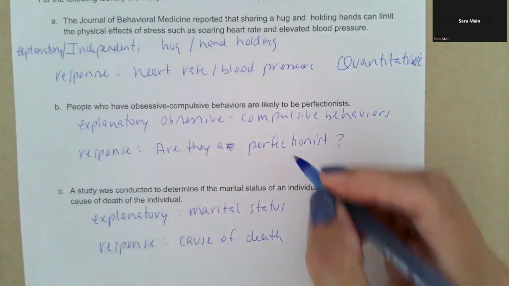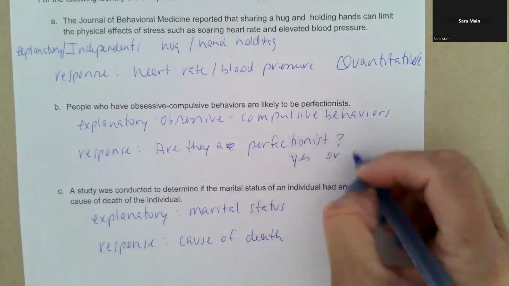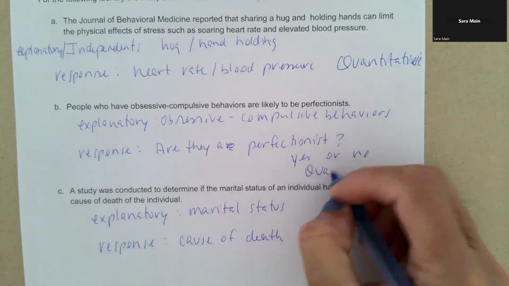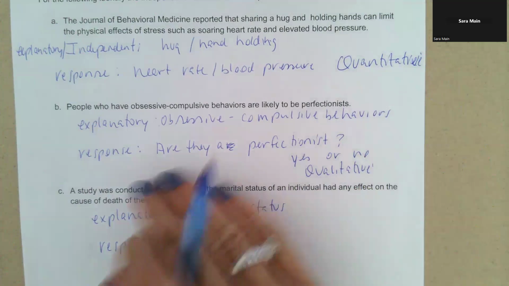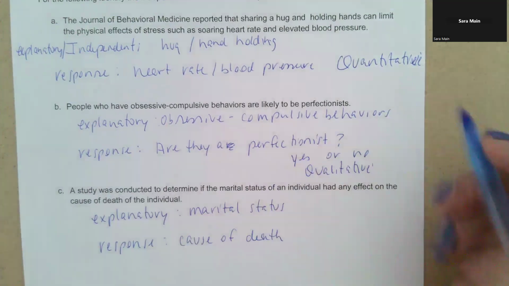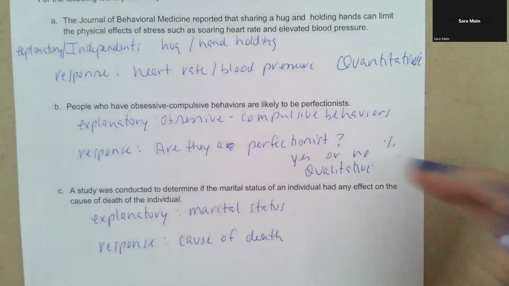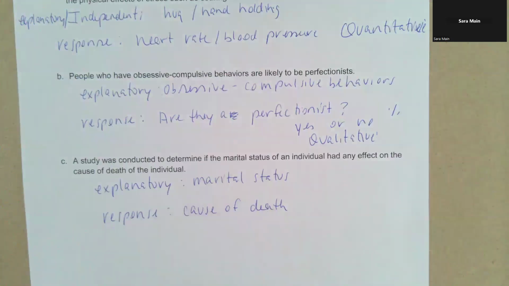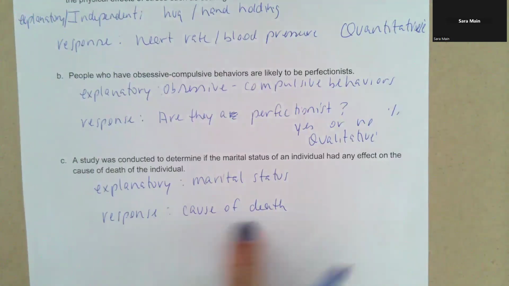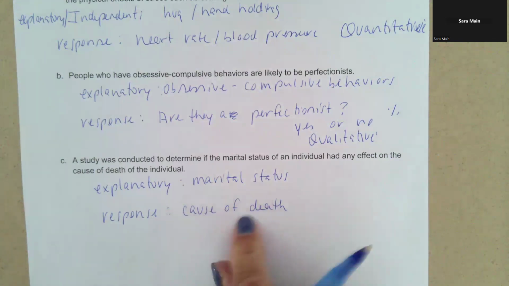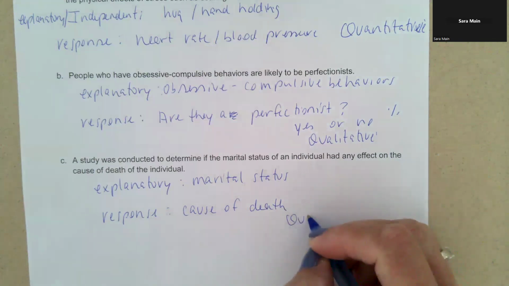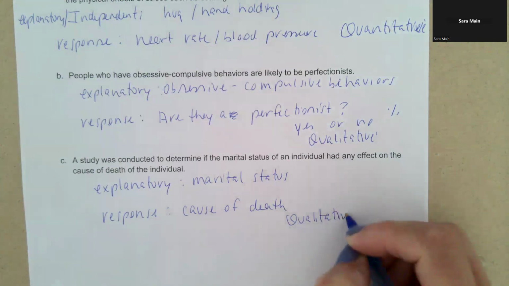So that's really just a yes or no question, right? So that is a qualitative variable. We would tally up the number of yeses and then get a percentage. Okay, that's important to think about. And then C is the cause of death. And we would have to have some deciding on what cause of death would be related to marital status, but this is going to be a qualitative measurement as well.